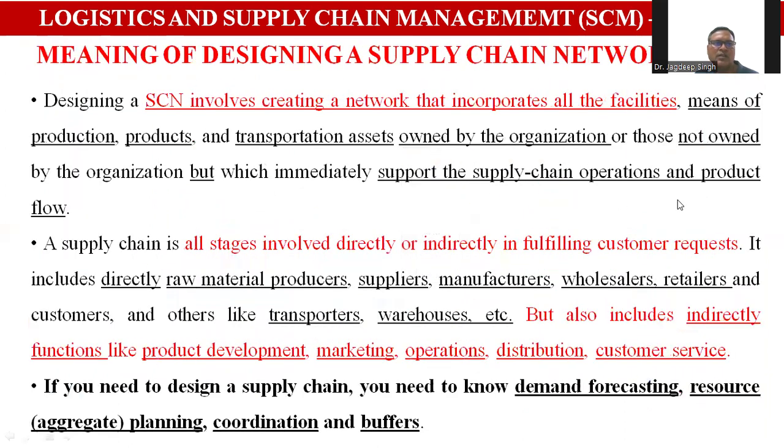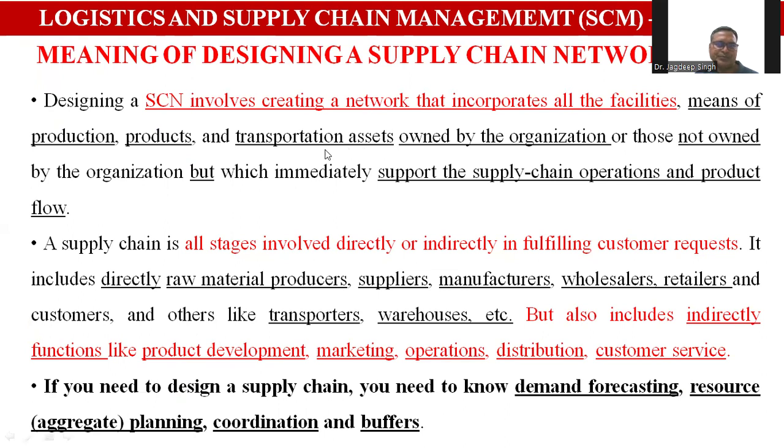Now, managing or designing a supply chain network. So SCM, supply chain network, SCN, we need to understand. Designing a supply chain network involves creating a network that incorporates all the facilities, means of production, products, transportation, assets owned by the organization or those not owned by the organization, but which immediately support the supply chain operations and production.